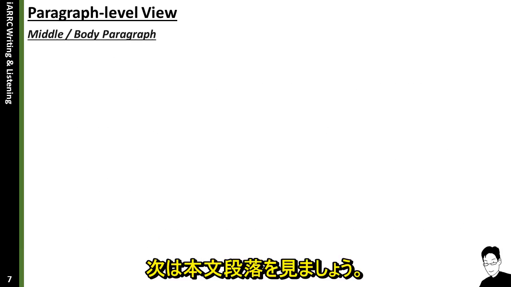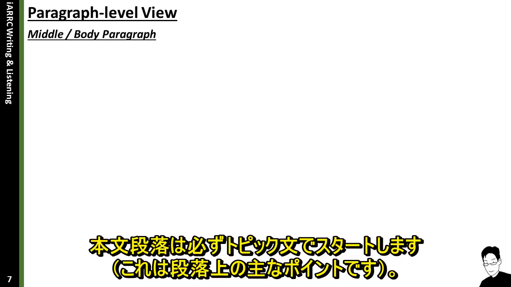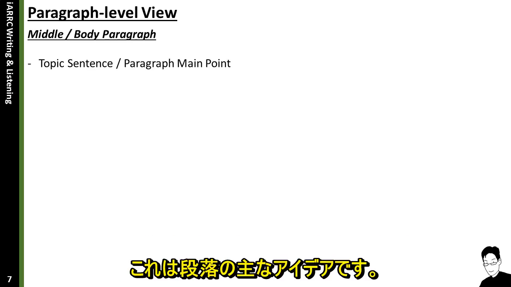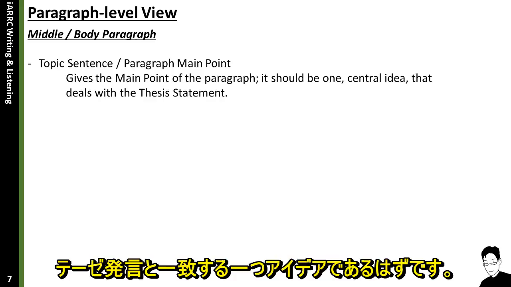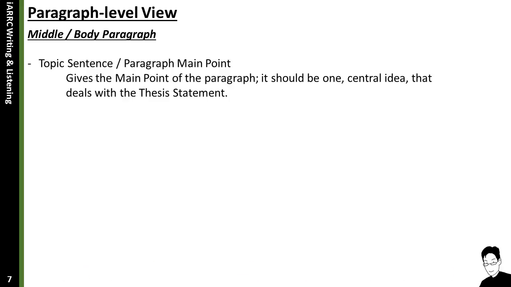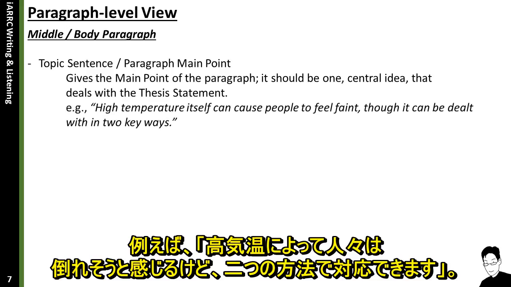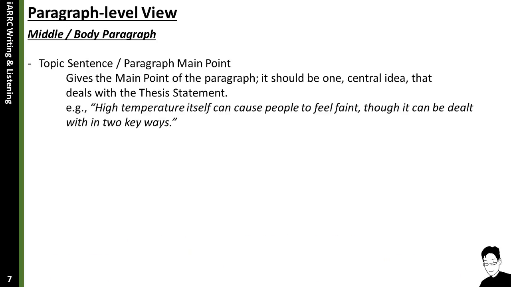Next, let's look at the middle and body paragraphs. The middle and body paragraphs always start with a topic sentence, which is the paragraph level main point. This gives the main point of the paragraph. It should be one central idea that deals with the thesis statement. For example, high temperature itself can cause people to feel faint, though it can be dealt with in two key ways.